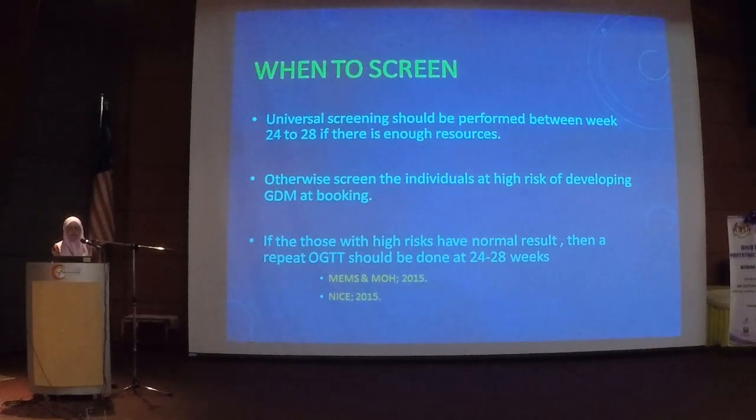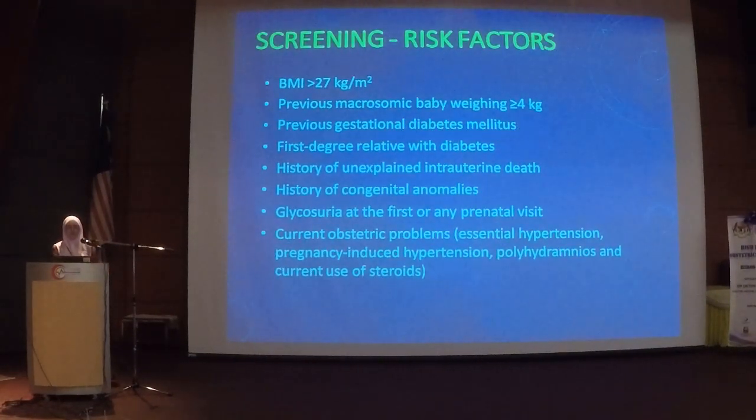So again, when to screen: our Malaysian CPG in 2015 and 17 states that universal screening should be performed if there is enough resource. Yeah? Otherwise, screen individuals at high risk. If those at high risk have normal result, then repeat OGTT should be done between 24 to 28 weeks. So you all know the risk factors for GDM screening. I will skip this.